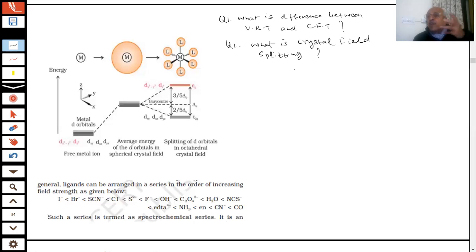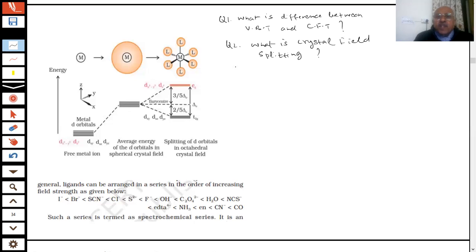Those three sets of orbitals will experience less interaction as compared to the two which are oriented towards the x²-y² and z² direction. So the result of that is a splitting of the d orbitals. That splitting of the d orbitals is called crystal field splitting, students.